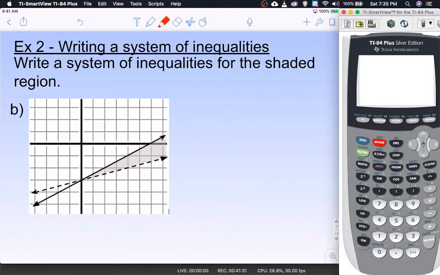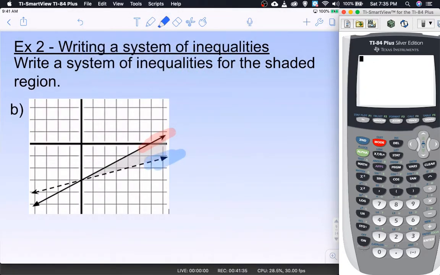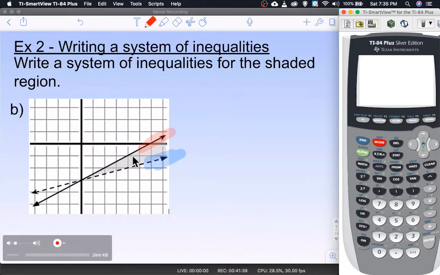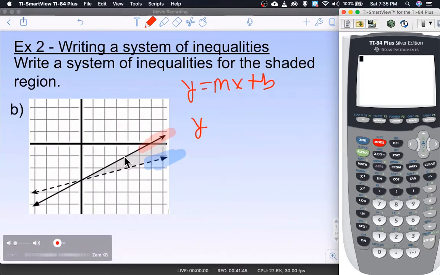Another example. Make this one the red line, and we'll make this one the blue line. From the red line, things I know. Okay, so first off, slope-intercept form looks like this, in case you forgot. So y is less than or equal to the red line. It's lower than a solid line. Less than or equal to.